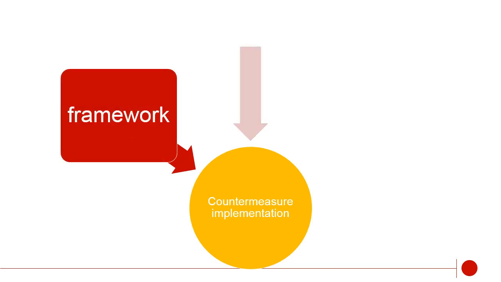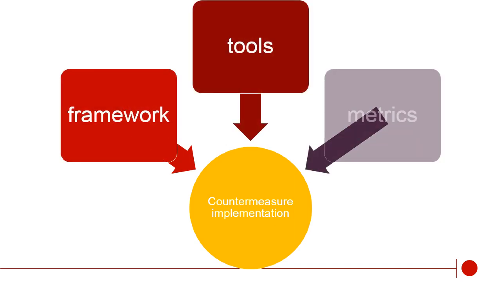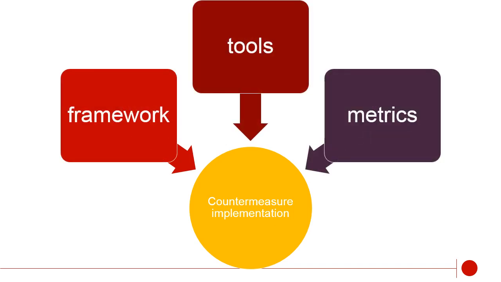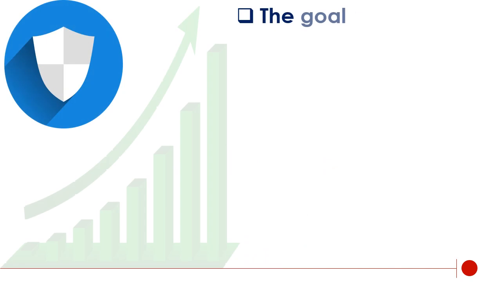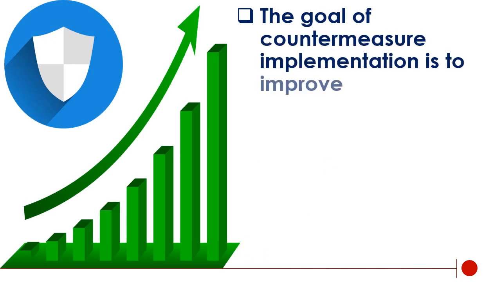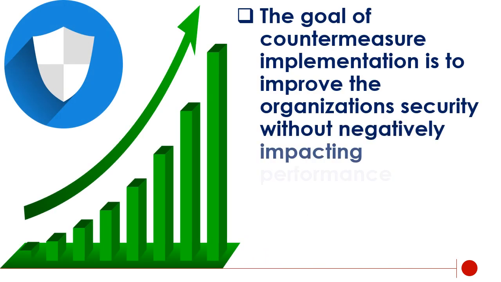Implementation. Before implementing any controls, security professionals must consider the frameworks used for reference, tools deployed, and metrics for managing the controls. The goal of countermeasure implementation is to improve the organization's security without negatively impacting performance.